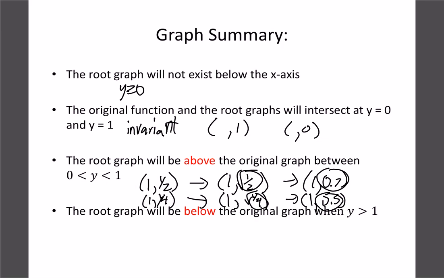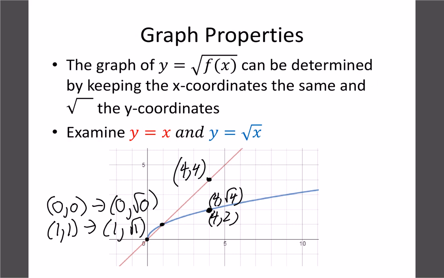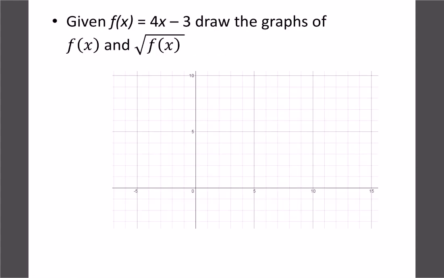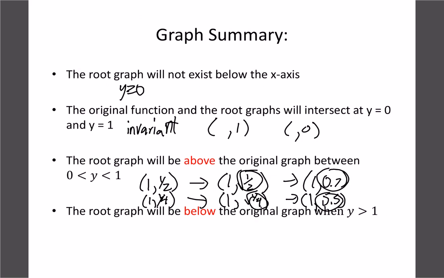So if we go back to our title page, we can actually see that's the case. You can see this little section of the blue curve is actually taller than the original, only between 0 and 1. And then any value bigger than 1, it's always going to be smaller. So if you had a coordinate like (2, 5), the square root of 5 is 2 point something, so it's always going to be less than 5. With (2, 9), we get (2, 3). So it's always going to be less.